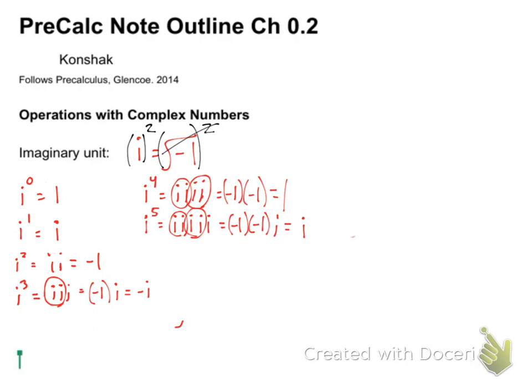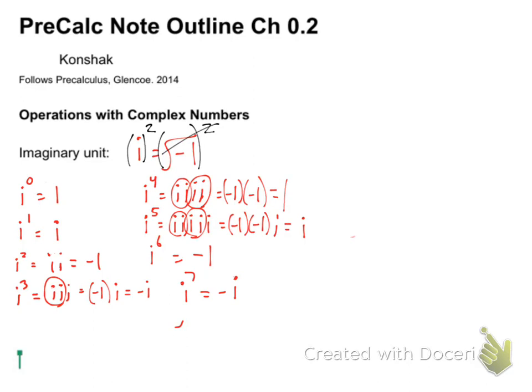What do you think i to the 6th power is? Equals -1. i to the 7th power is -i. i to the 8th power. So what's going on here? It keeps repeating over and over and over. Not every other. They're not the same every other. Every 4. Every time I have 4 powers from 0, 0 being the first one, it repeats itself.